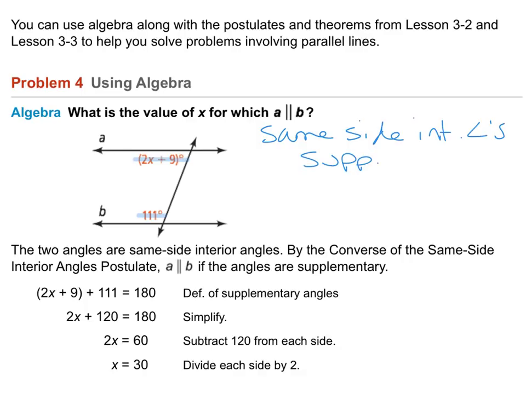And so what we can do is come up with an equation just like what they did down below. They did 2x plus 9 plus the 111 and set that equal to 180. From there, they solve it. They combine like terms, so they added the 9 and the 111 to get the 120. They subtracted 120 on each side, so that gave them 2x equals 60. And finally divide by 2, so we get x equals 30. That's what they wanted. They wanted the value of x, so from there I know I'm done.